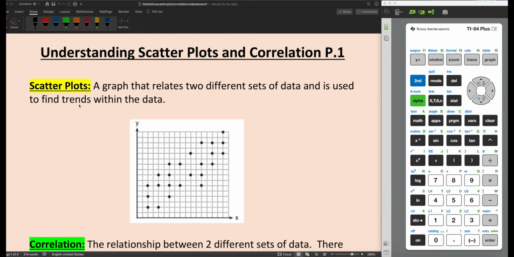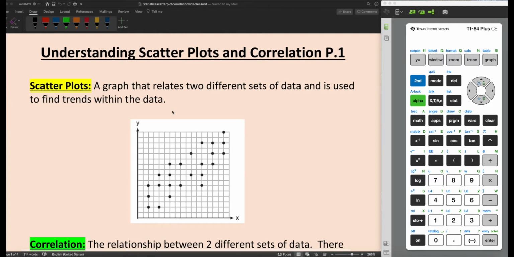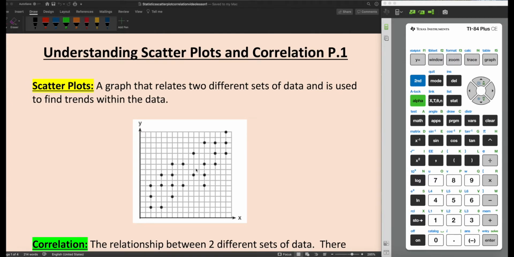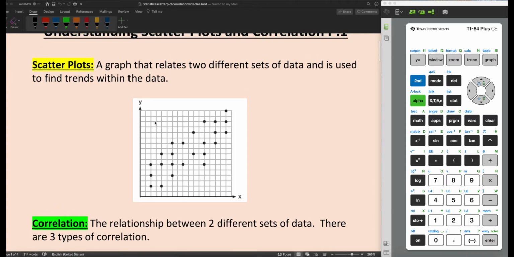So basically, guys, when you're talking about a scatter plot, you are talking about a graph that relates two different sets of data and is used to find trends within that data. Right here below is a perfect example of a scatter plot. Notice when you have a scatter plot, it's graphed in the first quadrant of a graph. One data set runs along the x-axis, the second data set runs along the y-axis. What you have here is ordered pairs, or plots, and they're going to trend a certain direction. Notice in this particular scatter plot, the ordered pairs are trending upward.